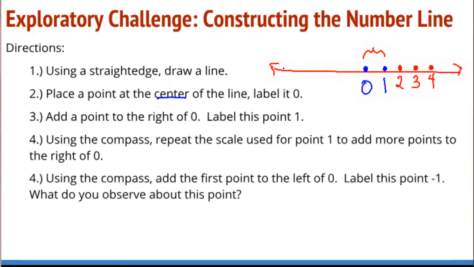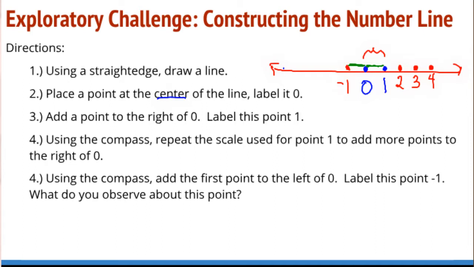And now we're going to move to the left, and we're going to go the same distance, and we're going to label this point as -1, and right here we should pause for a moment and make an observation. We should ask ourselves, what do we notice? Well, hopefully, one of the big things that we notice here is the distance between 0 and 1 is the same as the distance between 0 and -1. They are the same distance. What is different between them is they are just the opposite direction.